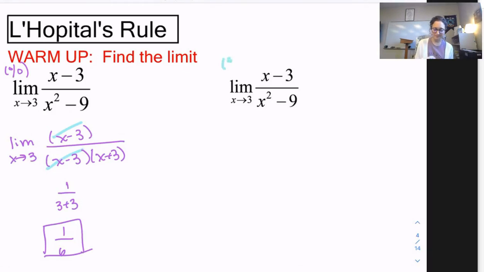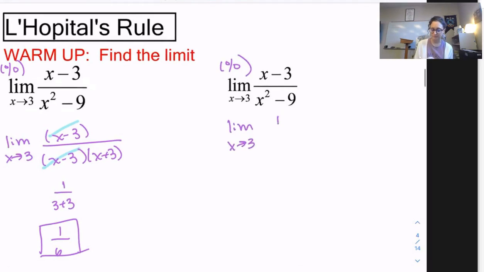First of all, we have to show, yes, this is still 0 over 0. So what I'd like for you to do now is, let's rewrite the limit. What is the derivative of the numerator? It's 1, right? What's the derivative of the denominator? 2x. All right, try the limit now. Plug in 3 for x now. We get 1/6 again. Okay, so that is L'Hopital's rule.